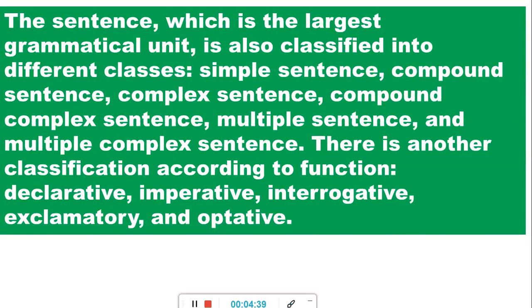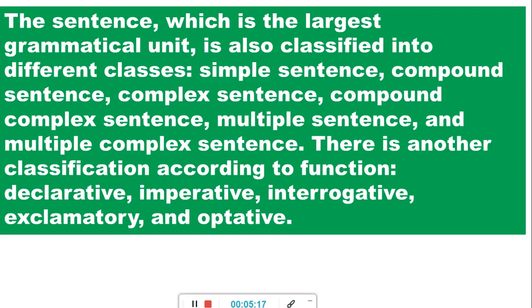Now, the sentence, which is the largest grammatical unit, is also classified into different classes. You have the simple sentence, the compound sentence, complex sentence, compound complex sentence, multiple sentence, and multiple complex sentence. Of course, I have uploaded a video that gives you this classification, the 6 classes of sentences in English, with copious examples. You will find a link to that video in the description section below.